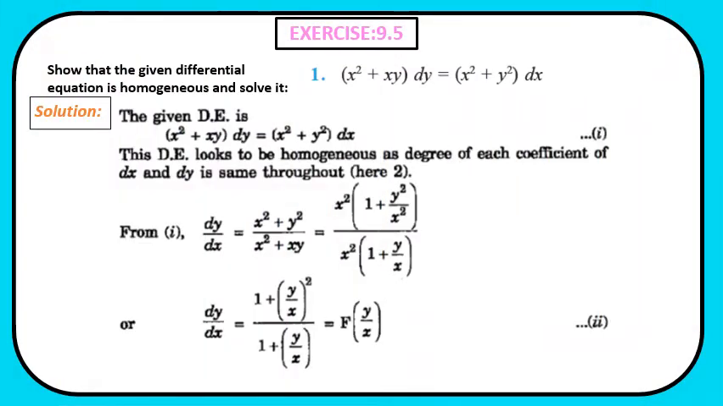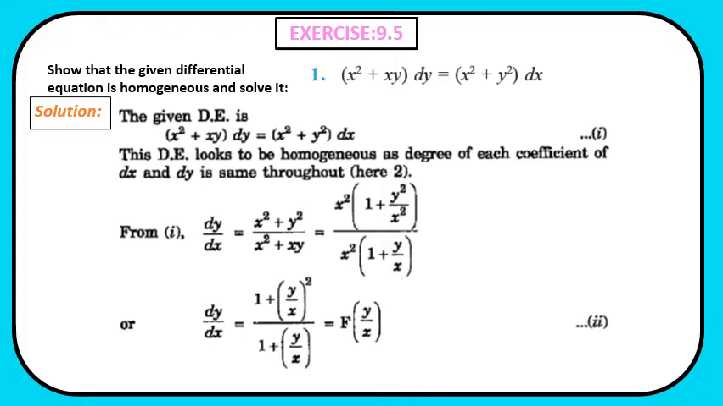With this, let's start exercise 9.5. So show that the given differential equation is homogeneous and solve. And question 1 is (x square plus xy) dy equals (x square plus y square) dx. First we have to show that this is a homogeneous differential equation.